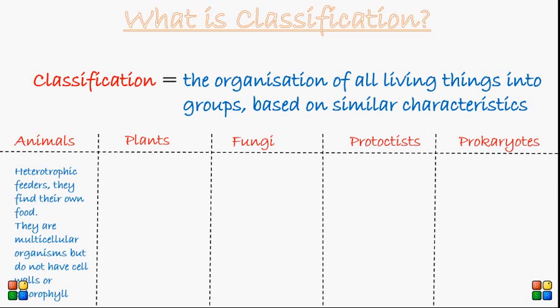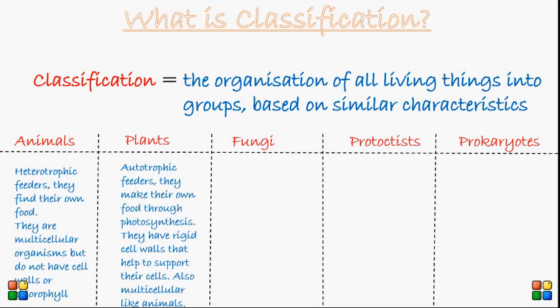Animals are heterotrophic feeders. They find their own food. They're multicellular organisms but do not have cell walls or chlorophyll. Plants are autotrophic feeders; they make their own food through photosynthesis. They have rigid cell walls that help to support their cells, and are also multicellular like animals.